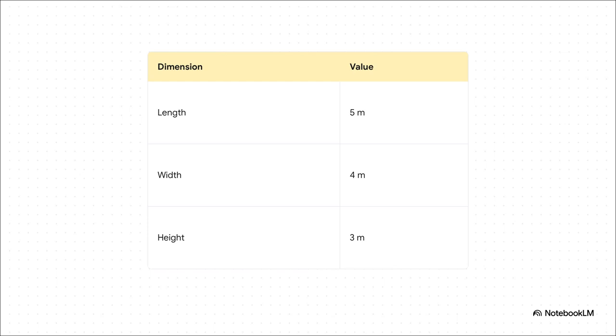The lesson gives us the dimensions right here: 5 meters long, 4 meters wide, and 3 meters high. So we multiply them together. 5 times 4 is 20, and then 20 times 3 is 60 cubic meters. That's it. That's the total space you've got in that room. See? It's a really straightforward application of that formula.